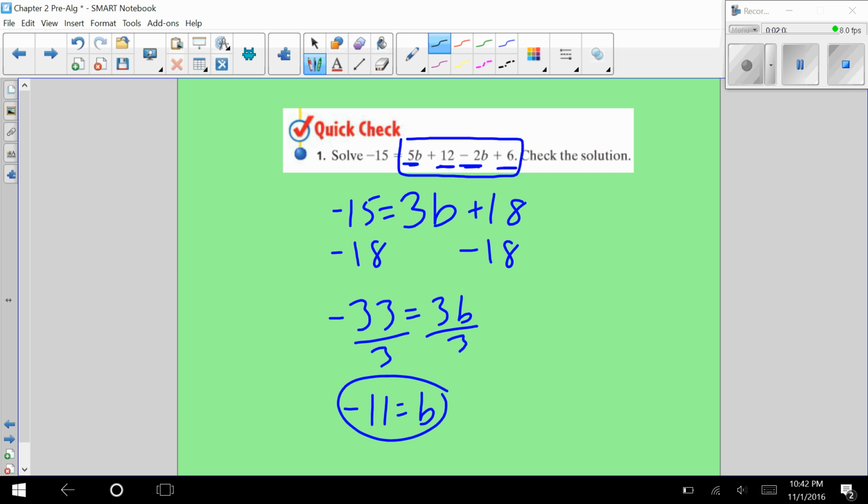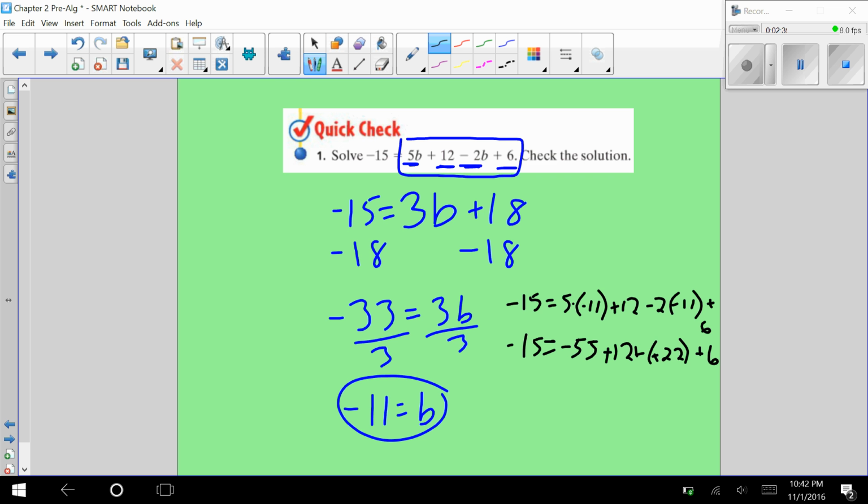To check that, we will try negative 15 equals 5 times negative 11 plus 12 minus 2 times negative 11 plus 6. Oops, I ran out of space there. So I start by multiplying. I've got 5 times negative 11 is negative 55 plus 12 minus 2 times negative 11, so minus negative 22 plus 6. Remember, minus the negative is plus a positive.